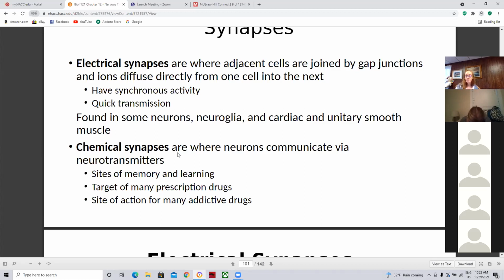They're found in some neurons, some neuroglia, cardiac, and unitary smooth muscle. Chemical synapses are where neurons are going to communicate via neurotransmitters. Chemical synapses are the ones that are involved in memory and learning and can be the target for many prescription drugs and the site of action for why many drugs are addictive.